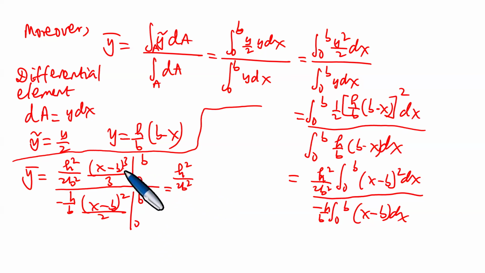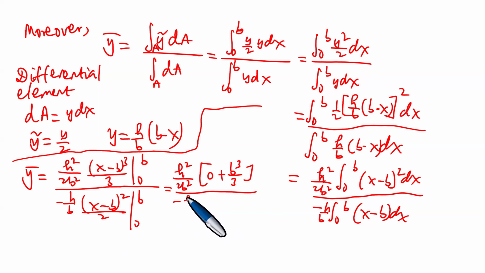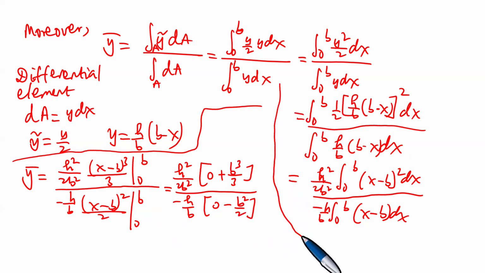You put the b here, it's going to be 0. Then you have minus: you put the 0 in the place of x, which is going to become plus b cubed out of 3, which is minus h over b. You put the b in the place of x, you have a 0, which is b squared out of 2. Okay, so we have exactly this.